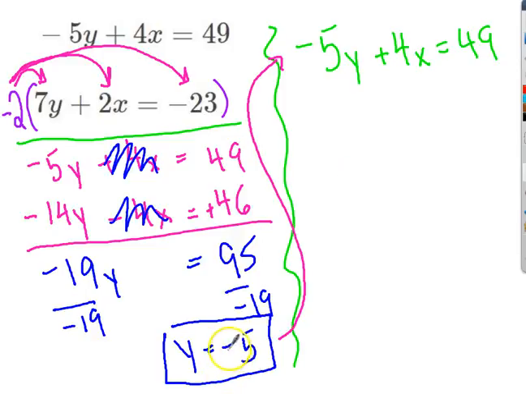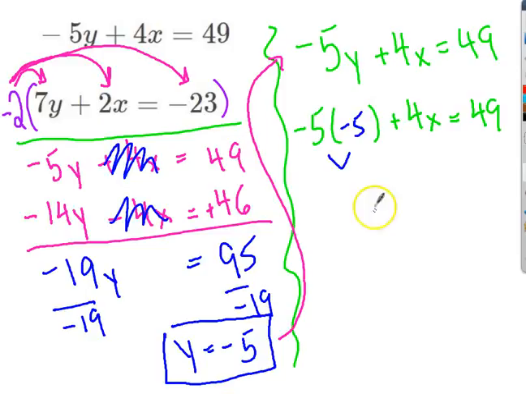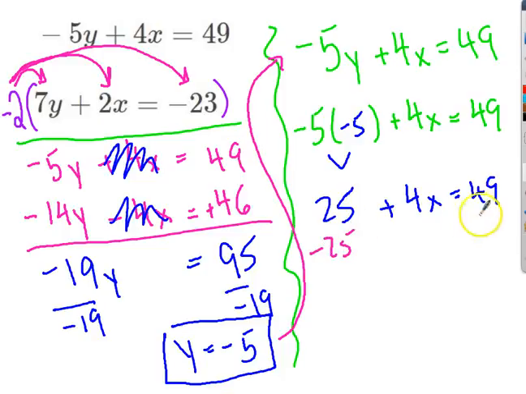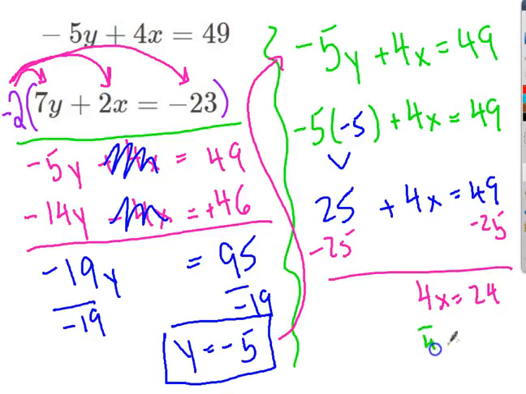So I now know that y is negative 5, and I'm going to plug it back into this original equation that I had written up here for me. So now that I know that y is negative 5, it's going to go right there. And I put it in parentheses so that it doesn't look like 55. So now I plug in and then I solve. So this is 25, because after I times it. And then I subtract. And then I divide. And I get x is equal to 6.